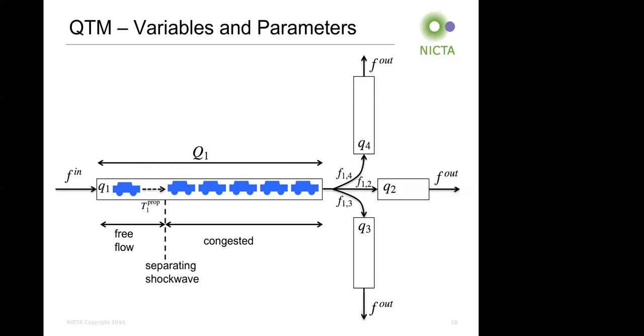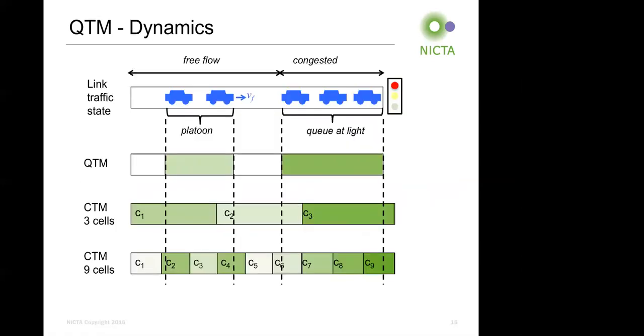So while that's a simplification compared to some other macro traffic models, it's capturing really the important characteristics for urban traffic networks. And we can have a look at that in a bit more detail. So here, just looking at a link, we've got some cars that are in free flow in a platoon traveling down the link, and we have a queue that's built up at one end. And below that, we try to represent the way QTM captures this.